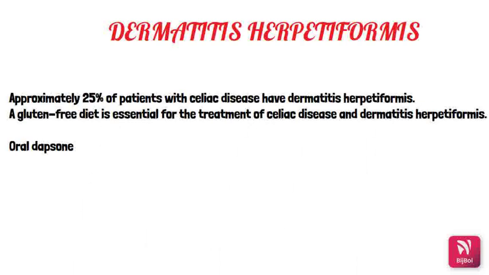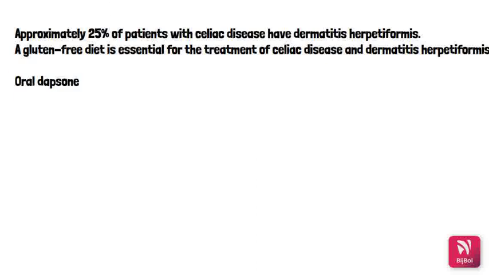The next condition is dermatitis herpetiformis. So it's a chronic condition. It is usually seen in young adults, and approximately 25% of the patients with celiac disease are having the dermatitis herpetiformis. That is, the dermatitis herpetiformis is a cutaneous manifestation of the celiac disease. So a gluten-free diet is essential for the treatment of celiac disease and the dermatitis herpetiformis. So oral dapsone is usually needed in newly detected dermatitis herpetiformis in order to alleviate the symptoms.